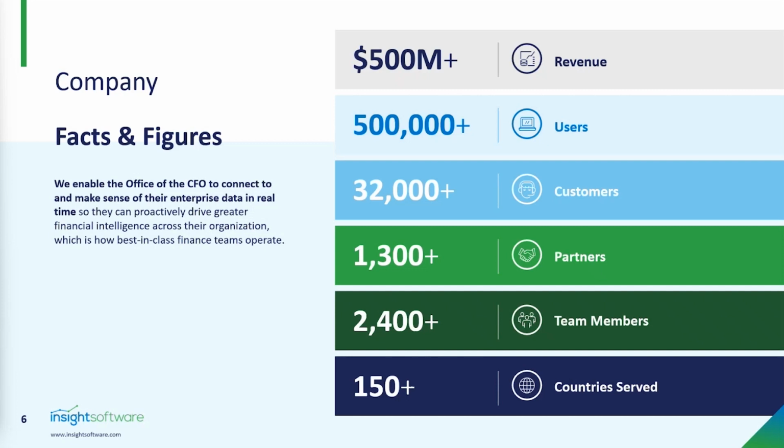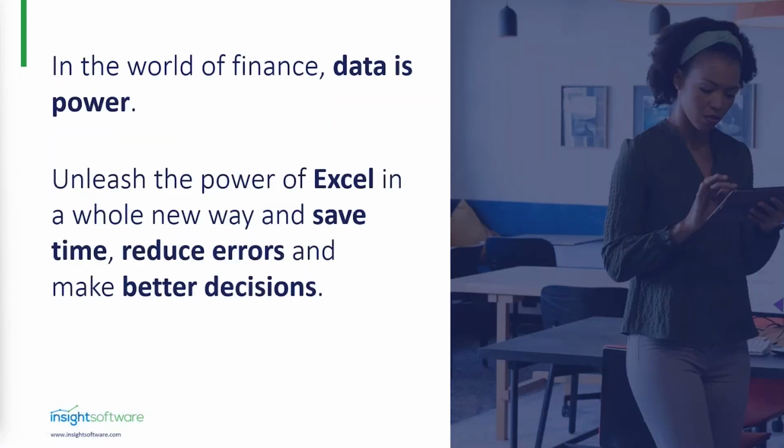But we are an organization of $500+ million in revenue. We have a lot of users globally, over 500,000 plus, as noted here. A lot of different partners, 2,400+ team members, and we serve over 150 different countries. So we have a large footprint. We're here to support you, here to serve you. And now let's get to why we're here today.